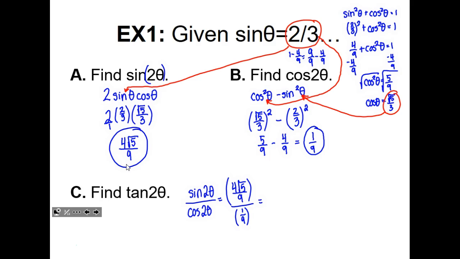What should I do here? I don't want to leave it like that. Flip the second and multiply. So 4 square root of 5 over 9 times 9 over 1. I could multiply, but what would help me first? Cancel those 9s right there. So I just get 4 times the square root of 5 over 1.